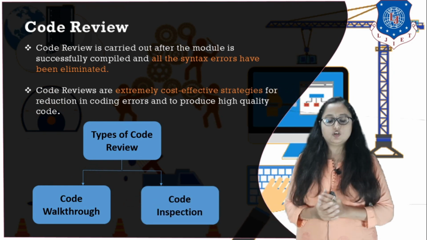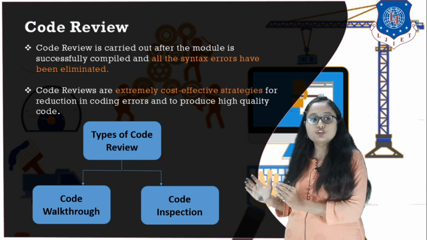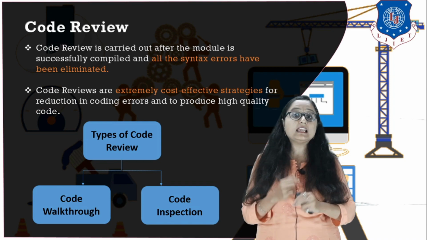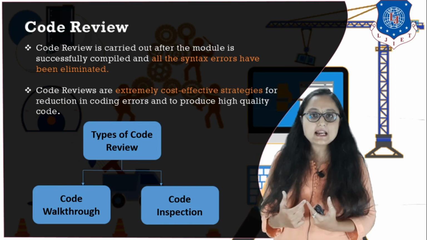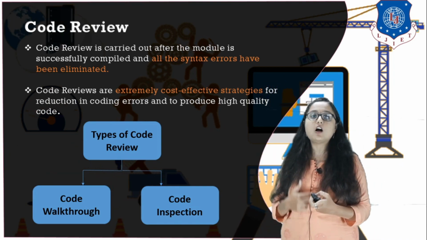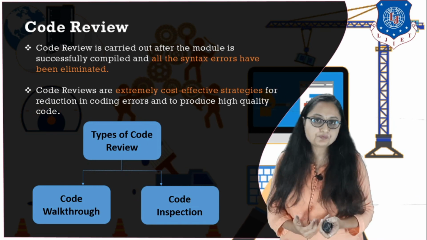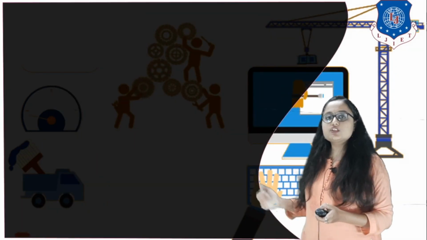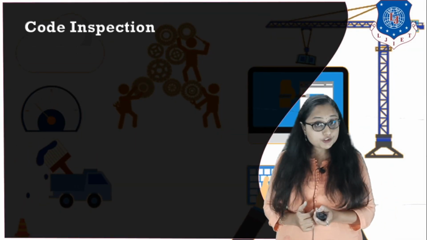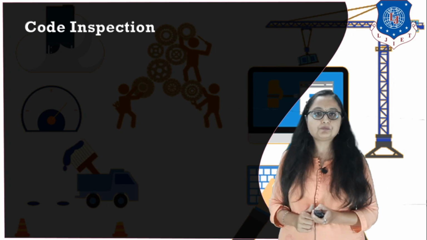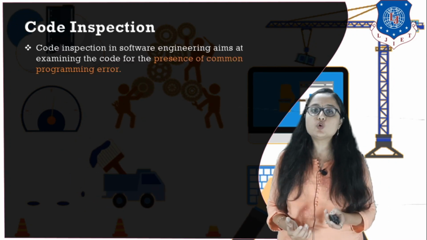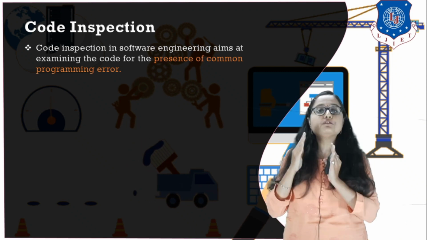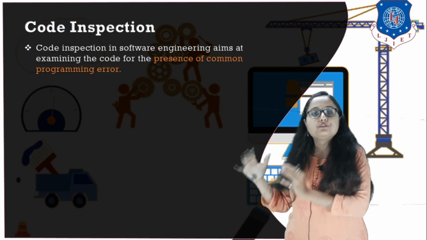The basic difference between code walkthrough and code inspection is that code walkthrough is an informal code review, whereas code inspection is a formal code review, right? Now let us study both of them in detail. So the first code review technique that we are going to see is code inspection. Now what do you mean by code inspection? As I have already told you, code inspection is a very basic and formal technique to review your code.